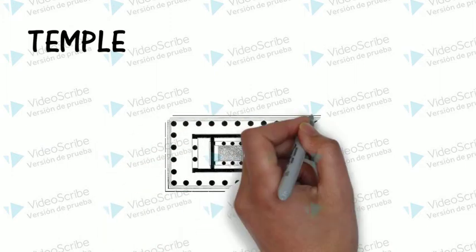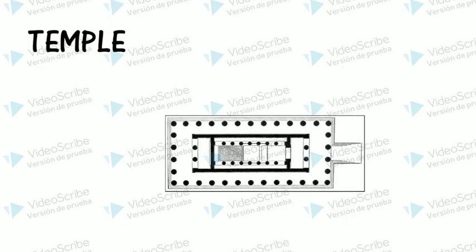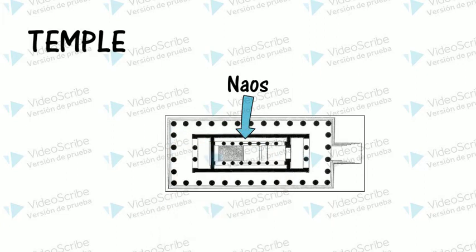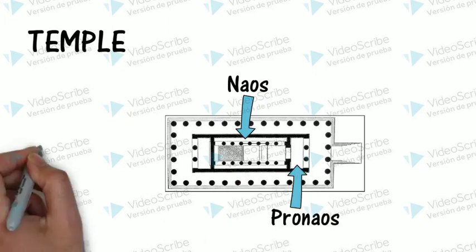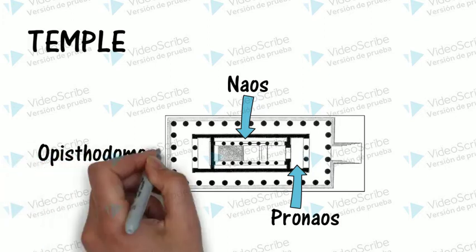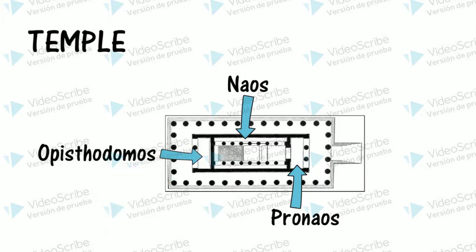From the 6th century before Christ, Greek temples were frequently divided into three parts. The naos was the main hall where the statue of the god was kept. The pronaos was the entrance porch of the temple, and the opisthodomos was a back room where offerings were left.